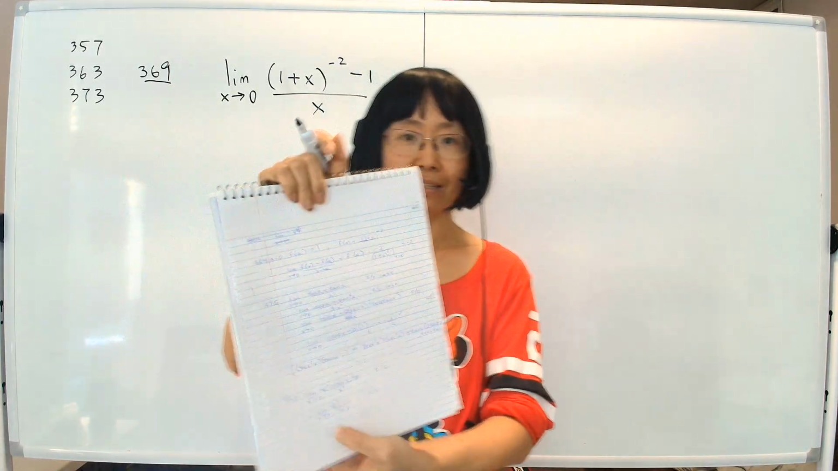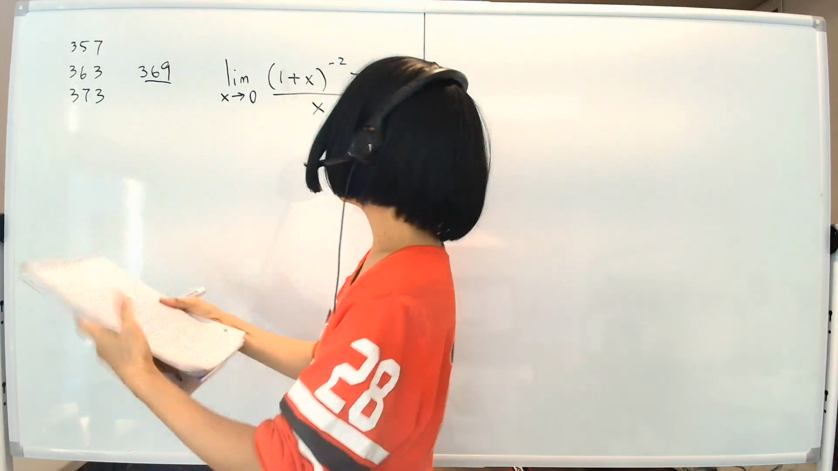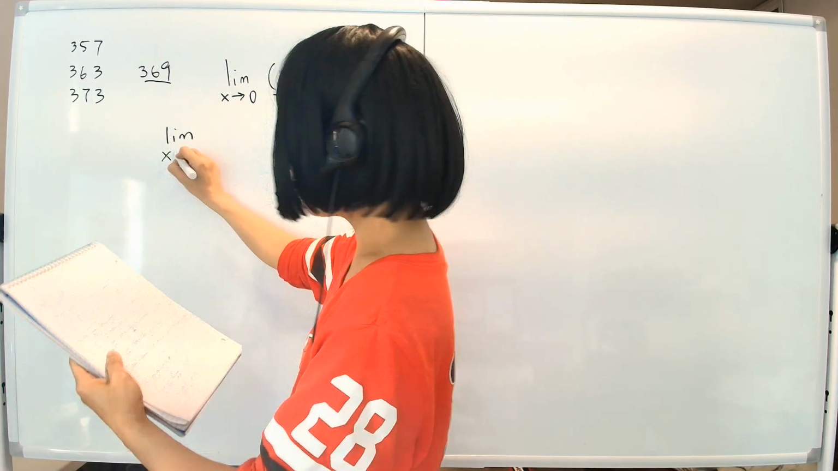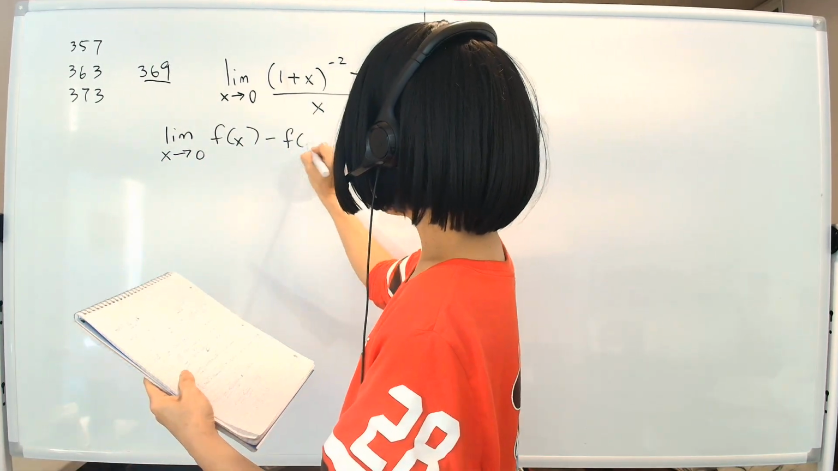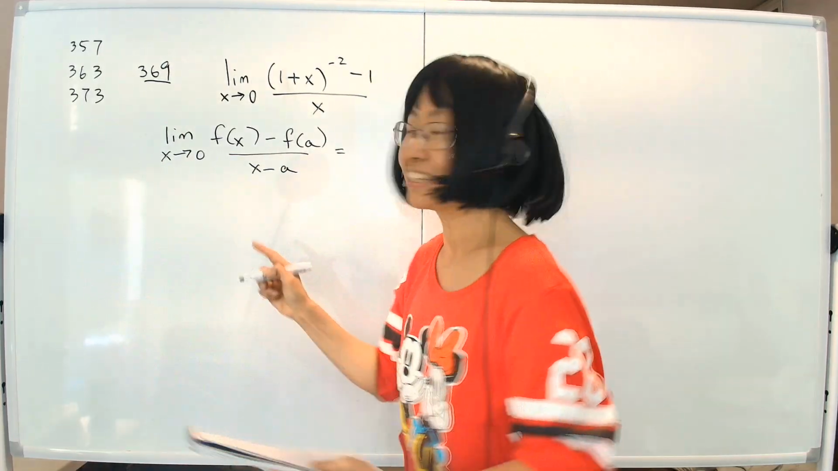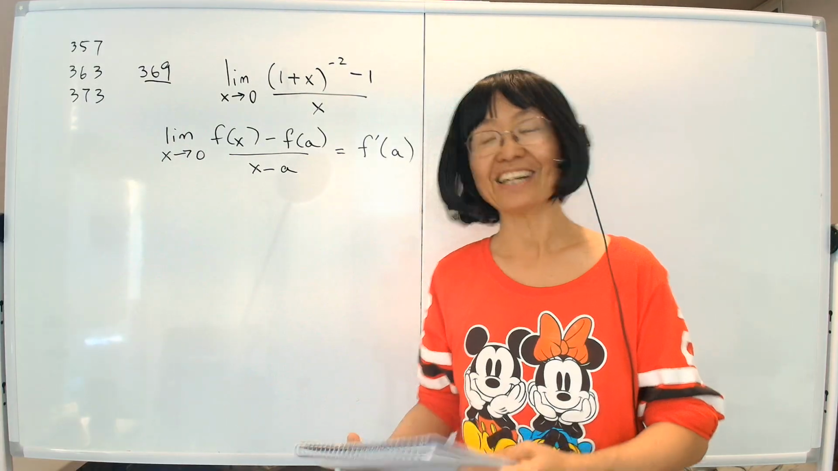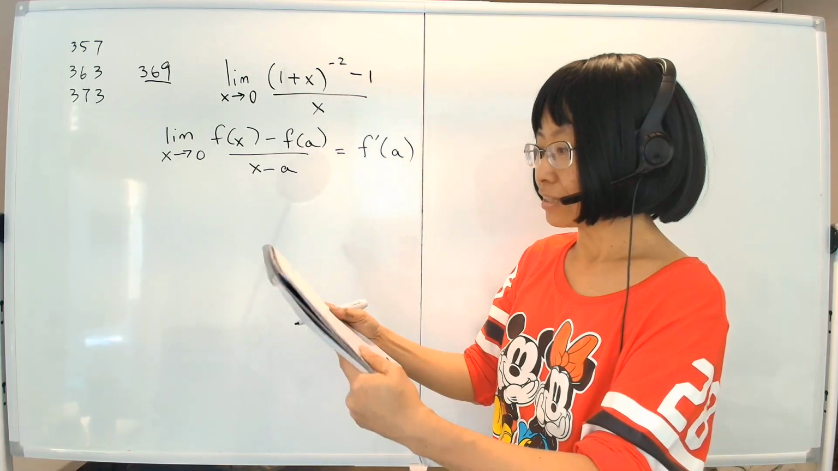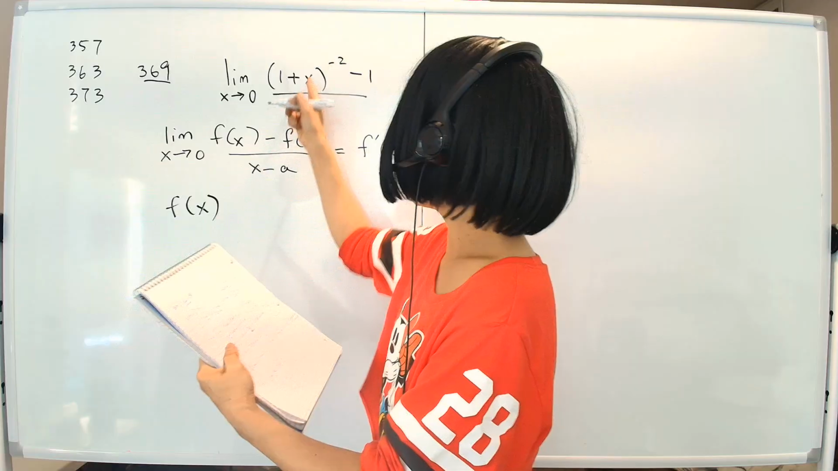Let me show you what I did. So the limit as x approaches a of f of x minus f of a, over x minus a, equals what? This is the formula for f prime, the definition of f prime of a. And then we'll slap this thing on that. Now to do that, we'll define f of x equal to that thing right there.